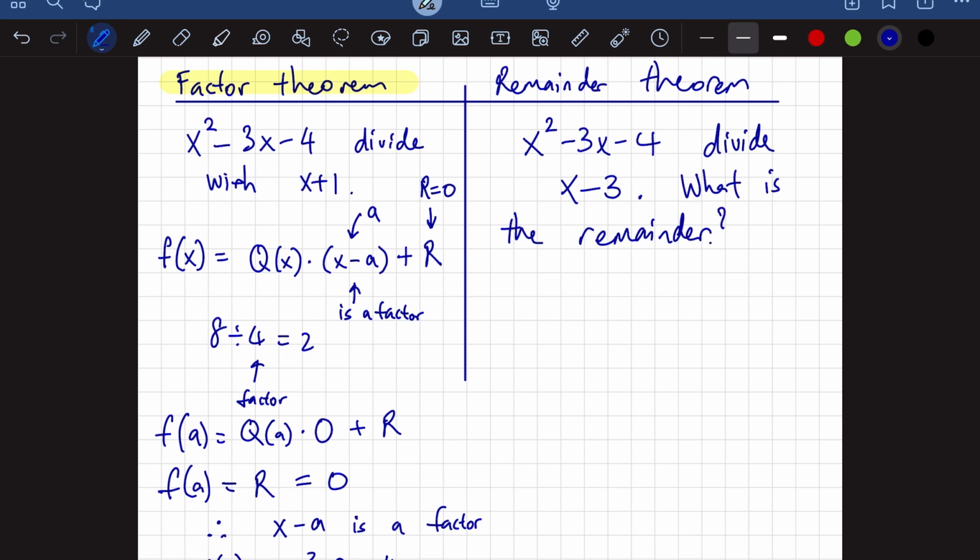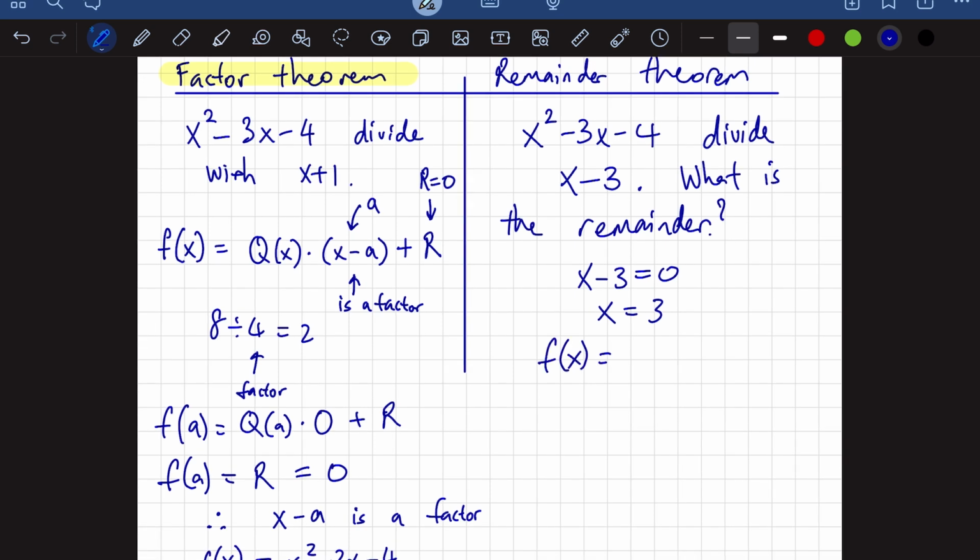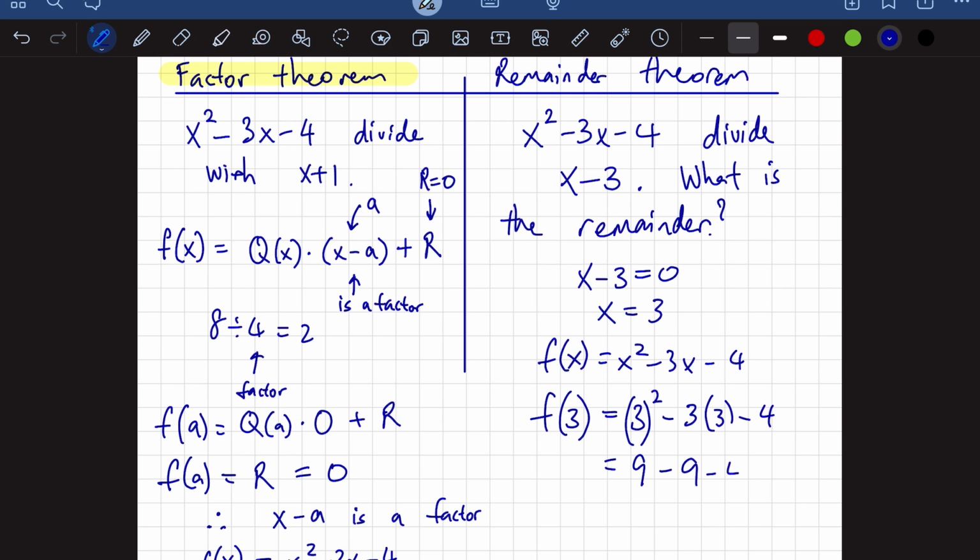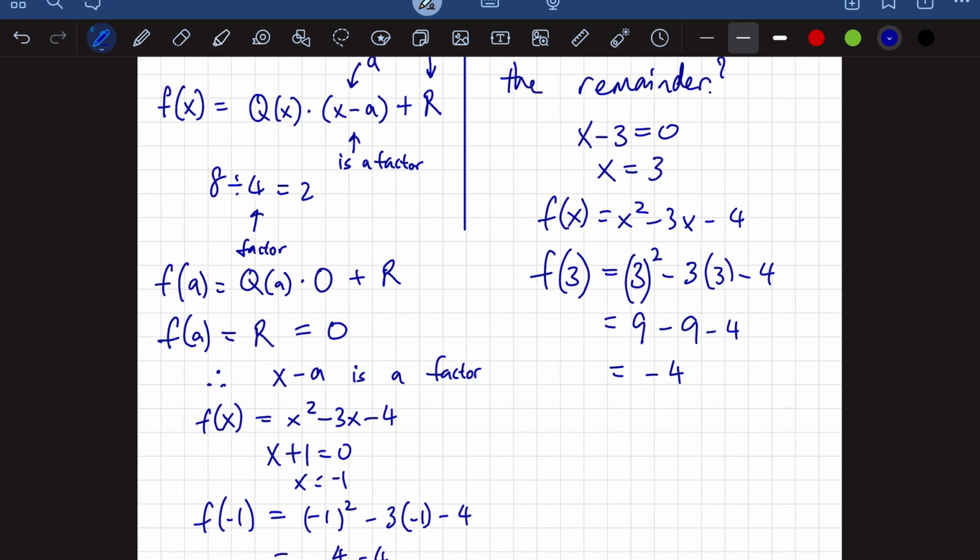Let's work that out. Very similar to factor theorem, I'm going to let x minus 3 equal 0. Therefore, x equals 3. And I'm going to let f(x) be x squared minus 3x minus 4. I'm going to substitute 3 into f, which is 3 squared minus 3 times 3 minus 4. So that would be 9 minus 9 minus 4, which equals negative 4. So what is this negative 4? This negative 4 is my remainder.